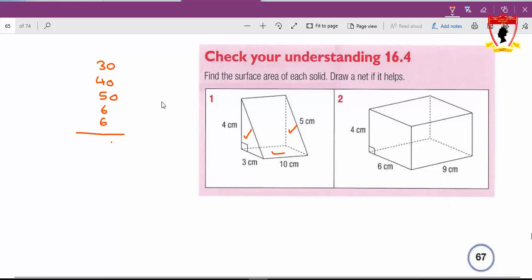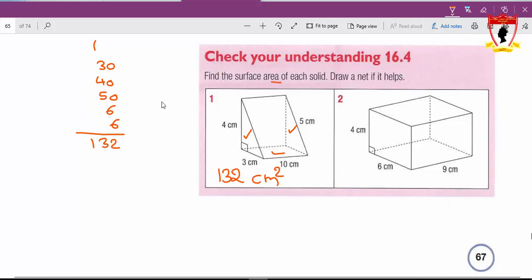6 plus 6 is 12, 2 here, 1 there. Then 6 plus 6 is 12, 2 here, 1 there. 3 plus 4 is 7, 7 plus 5 is 12, 12 plus 1 is 13. Since these are all in centimeters, the surface area of this 3D shape is 132 centimeters squared. Be careful.